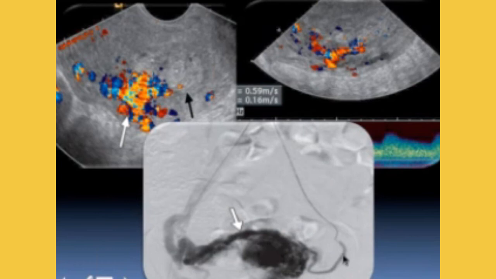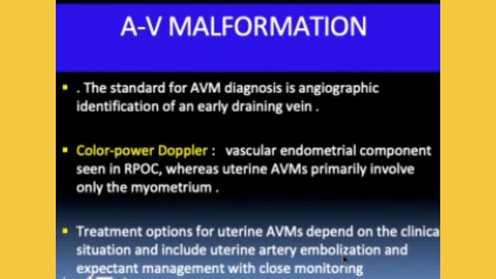But most likely what we deal with in our practice is RPOC with moderate vascularity. So the standard for AVM diagnosis is angiographic identification of an early draining vein, which may be seen on color Doppler. And on color Doppler, a vascular endometrial component is seen in RPOC, whereas endometrial AVM primarily involves only the myometrium. So when we put the color Doppler, if there is more of an endometrial component, it is going for RPOC, but if it has a myometrial component as well, then it goes in favor of AV malformation. Treatment options are either uterine artery embolization or expectant management with close monitoring.